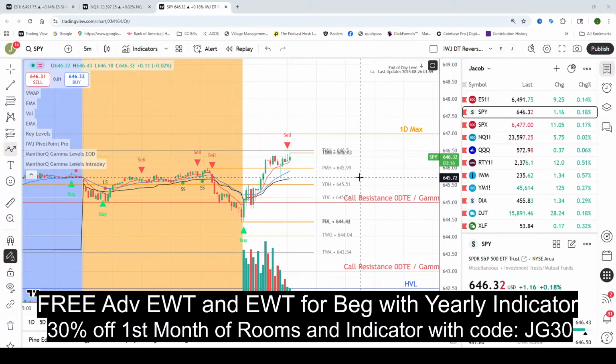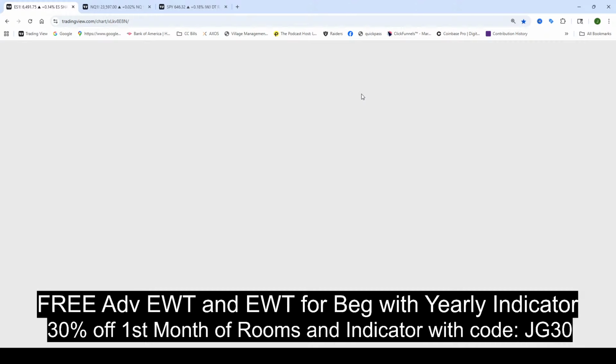Let's see if we can get any kind of rejection here off the all-time highs. Rejection in this area will get us back to 645.0. I don't think that low. What are we at? 649.0? No. Well, I mean, it's certainly possible. Let me zoom out here and look at this chart.